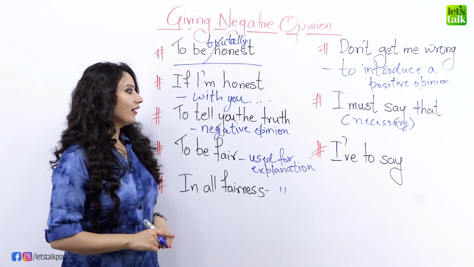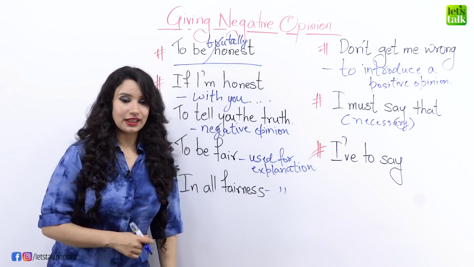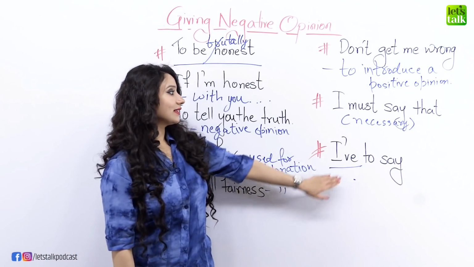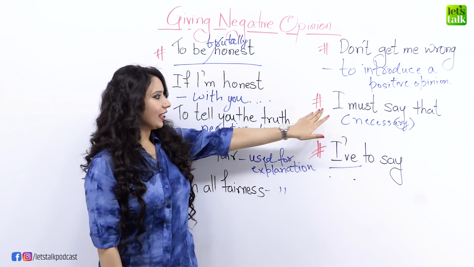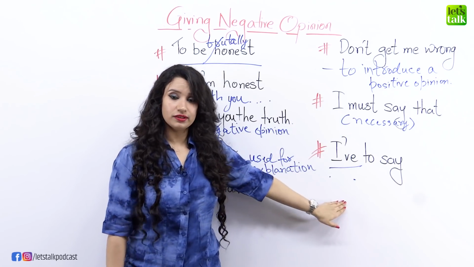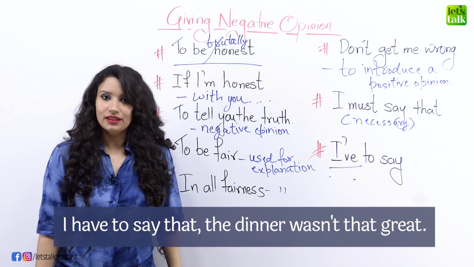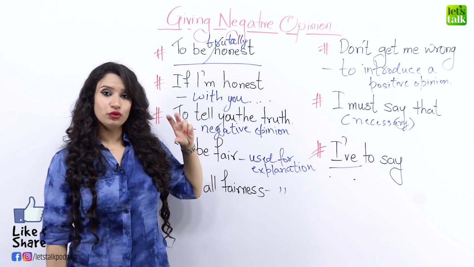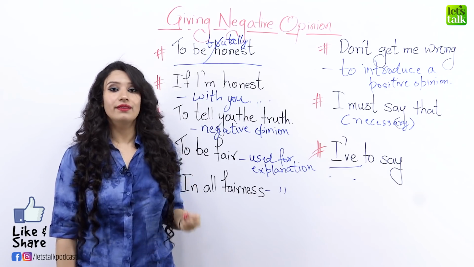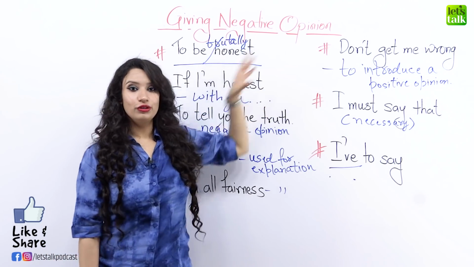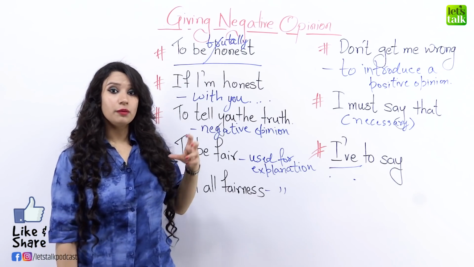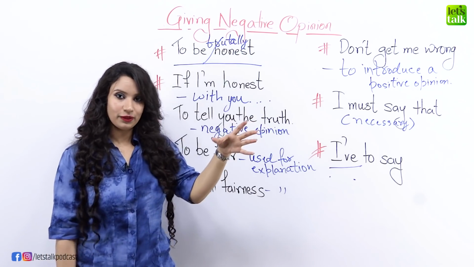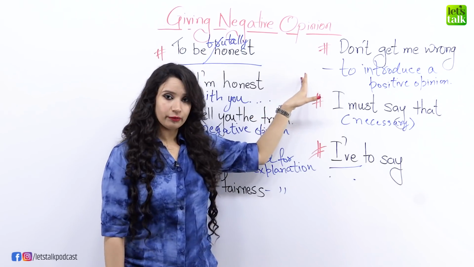Okay, now the next one is "I have to say that," and it's obviously short for "I have," okay? I have to say that, and it has the same meaning as "I must say that." And if you want to use it in a sentence, you could say that I have to say that the dinner wasn't that great, which means you did not like the food. So these are two phrases which you use as softeners before giving the comment, okay? And "don't get me wrong," you use in the middle of the sentence to give a positive opinion after it. So first you give a negative opinion and then you give a positive opinion, and you join these two by saying, "don't get me wrong," okay?